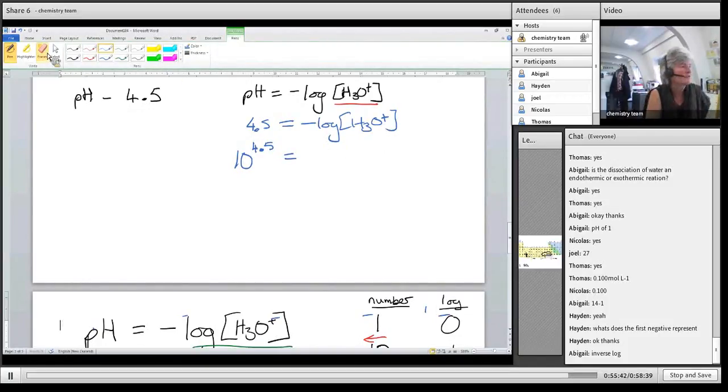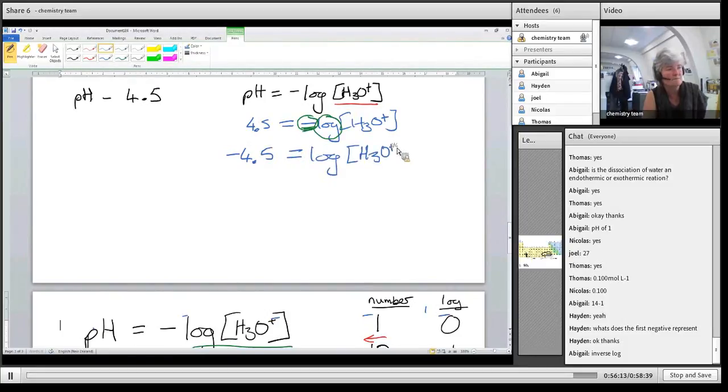actually, one step I should have got rid of first. Your first step is actually to get rid of this negative value, because there's two things I've got to get rid of. I've got to get rid of that, and I've got to get rid of that. So the first step is to get rid of the negative. So I multiply both sides by -1, and I'll come up with this step. Okay, you with me so far? I've got rid of this negative in front of the log.